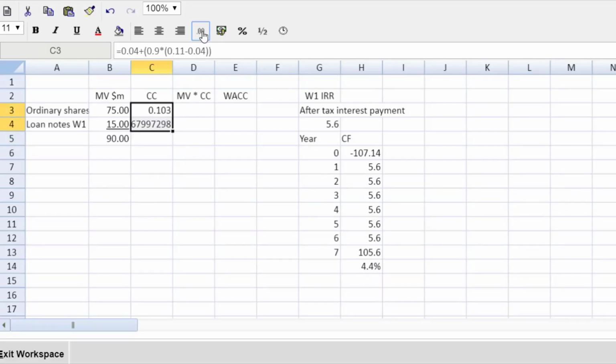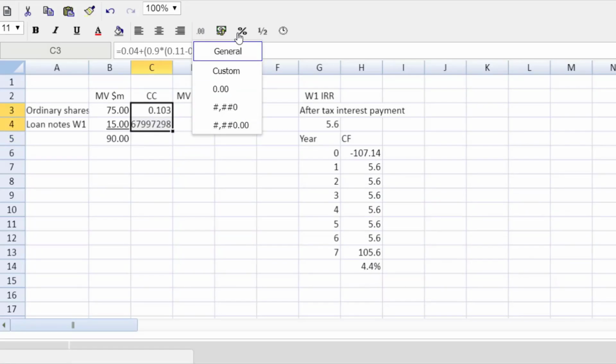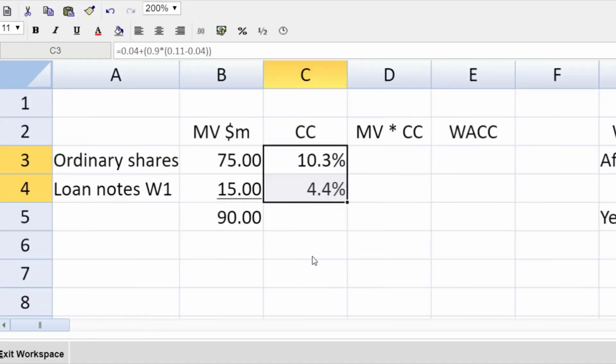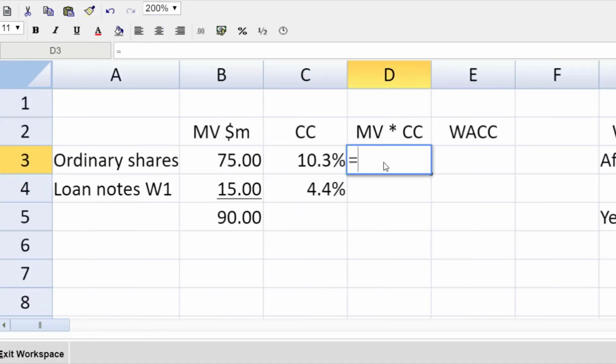A little more formatting, everybody. We have a nice organized spreadsheet that the marker can follow. Okay, and we're almost done. Now we have to deal with column D. Multiply ordinary shares times cost of capital. Copy that formula down.